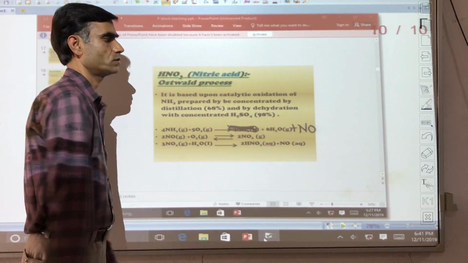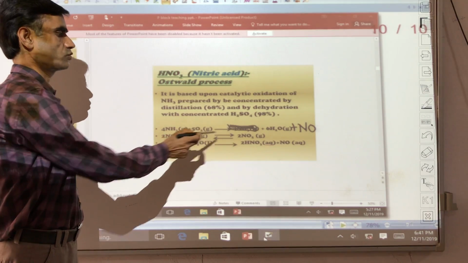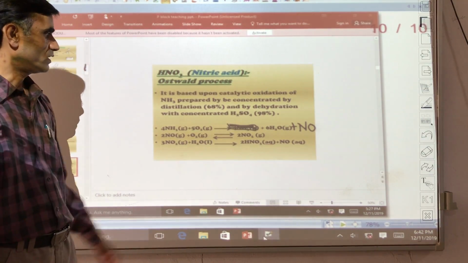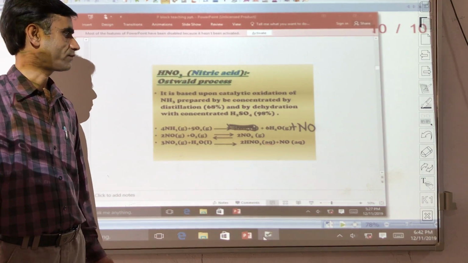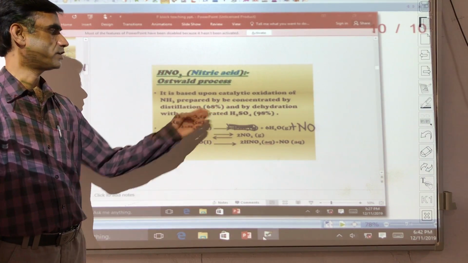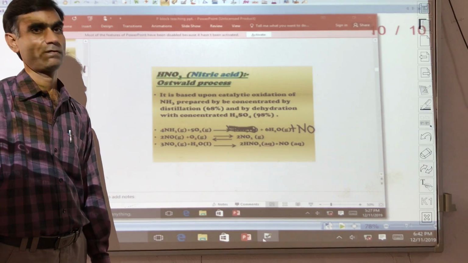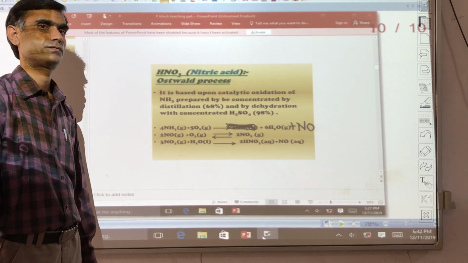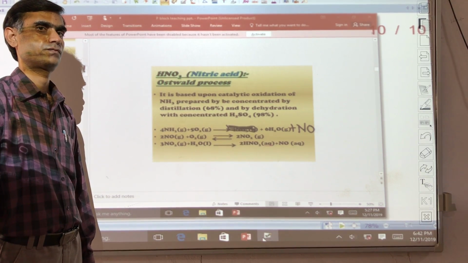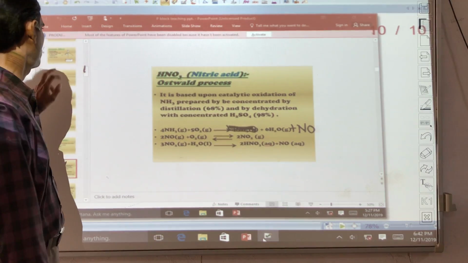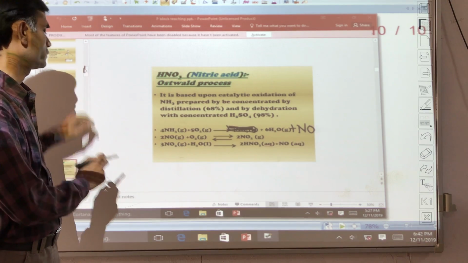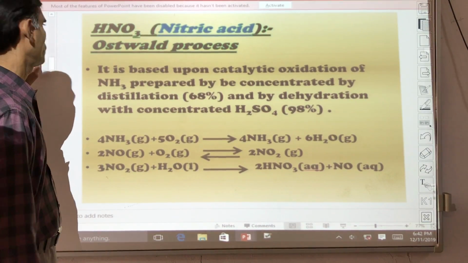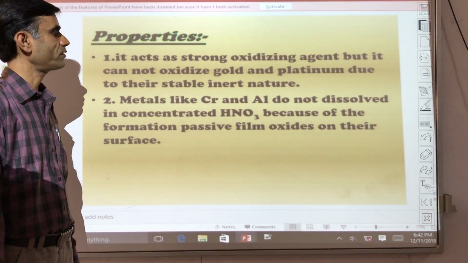The correct reaction is NO. This NO gets oxidized to NO2, and then NO2 gets oxidized to nitric acid. The nitric acid prepared is 68%, and to get a much higher concentration, we dehydrate it with concentrated H2SO4. You can note down this reaction. Now we see the properties of nitric acid.